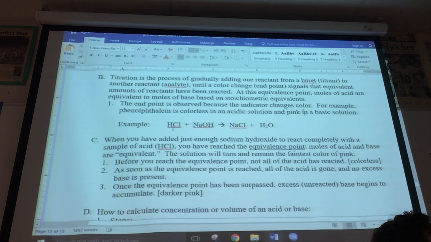If, for example, you had hydrochloric acid reacting with sodium hydroxide, remember an Arrhenius acid and an Arrhenius base generate salt and water.